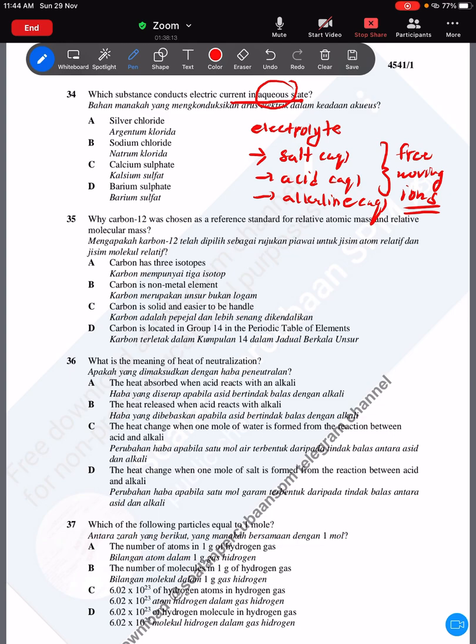Even though, my dear student, all these are salt. Unfortunately, in order to form an aqueous, you must have a soluble salt. From the list that given, only B is a soluble salt. Therefore, the answer is B, boy.